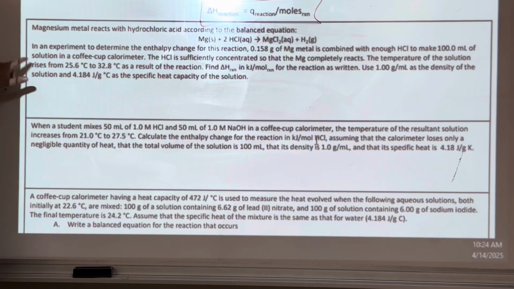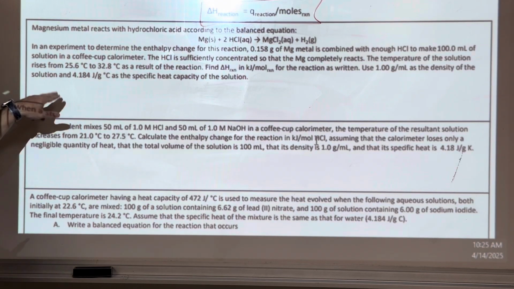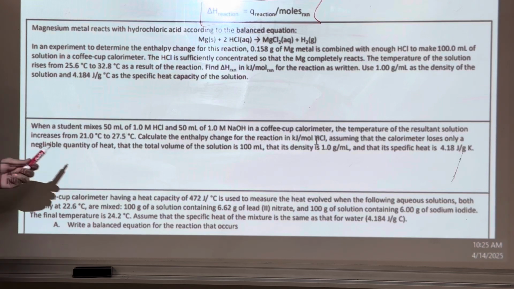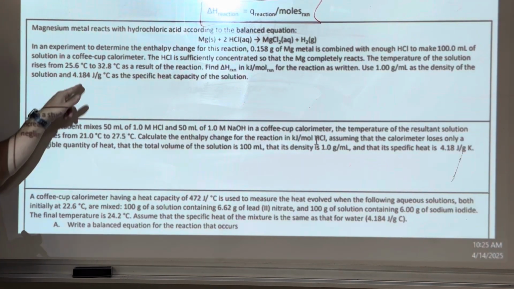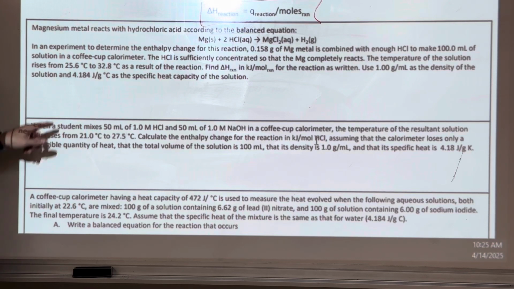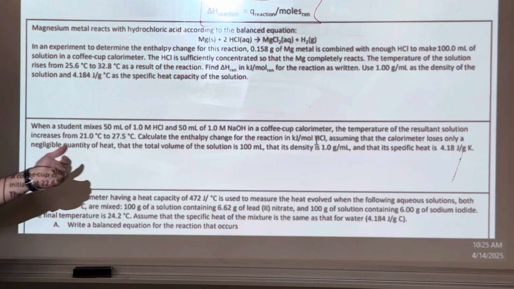First up, it wants to know the enthalpy change for a reaction if 0.158 grams of magnesium metal is combined with enough HCl to make 100 mL of a solution inside a coffee cup calorimeter. The HCl is sufficiently concentrated so that all the Mg reacts. The temperature of the solution rises from 25.6 to 32.8 degrees Celsius as a result. Find delta H in kilojoules per mole for the reaction written. We want to use 1 gram per mL as the density of this substance. That's the density of water. And 4.184 joules per gram degree Celsius for the specific heat. That's the specific heat of water.